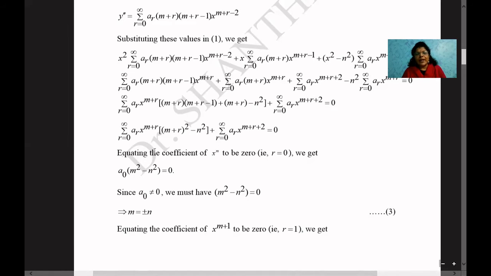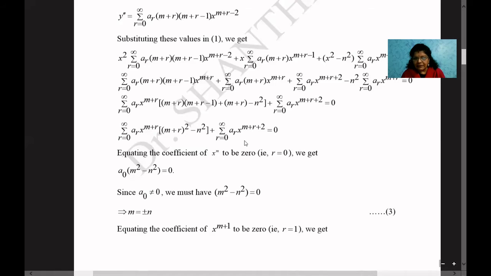From this, I am going to equate the coefficient of x power m. What is the coefficient of x power m? You equate the coefficient of x power m to be 0. When will you get x power m? X power m will get when r is equal to 0. Correct? So ar, here m plus 0, that is m square minus n square. And when will you get here x power m? If r is minus 2. Correct? When r is minus 2. But r equal to minus 2 does not exist from 0 to infinity.